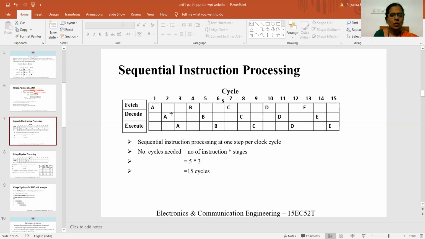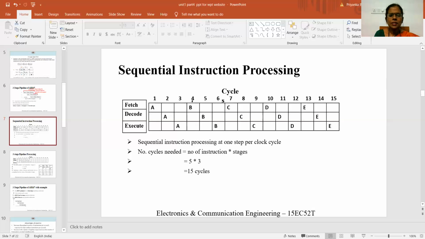In the second clock cycle, since this is not pipelining, the same instruction has to be decoded. And in the third clock cycle, the same instruction A is executed. So one after the other, instruction execution takes place in sequential instruction processing. A is fetched here, decoded here, and executed. After the execution is over, in the fourth clock cycle, the second instruction is fetched.